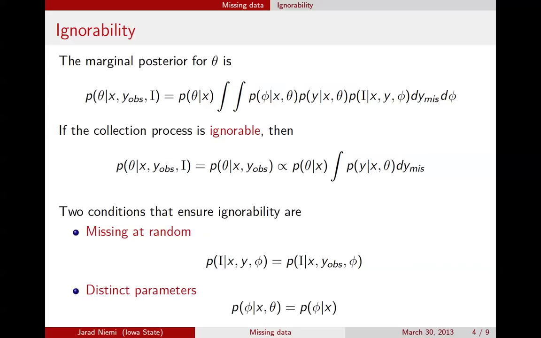And the second condition is that the parameters themselves are distinct in the prior. So phi does not depend on theta in the prior, conditional on covariates x. As mentioned in Bayesian data analysis, oftentimes the key thing here is to make the covariates x large enough so that this condition is true. So the convenient aspect here is that if the process is in fact ignorable, then we can use this posterior right here that only depends on the observed values as our posterior for theta, because it is equal to the posterior that we're actually interested in.